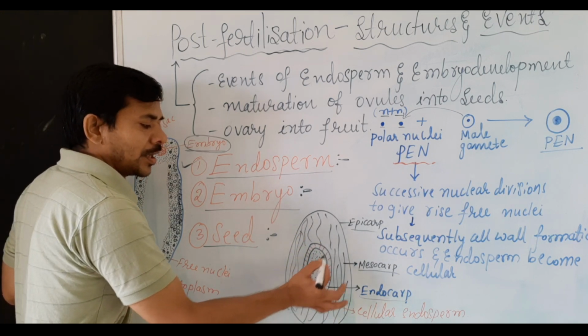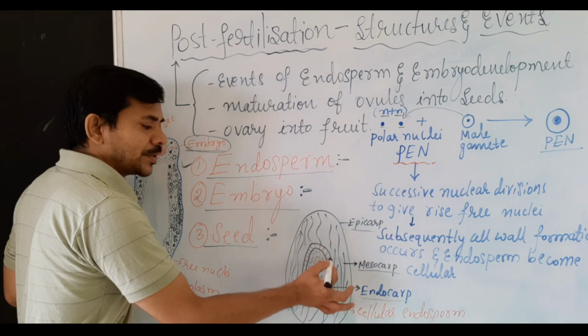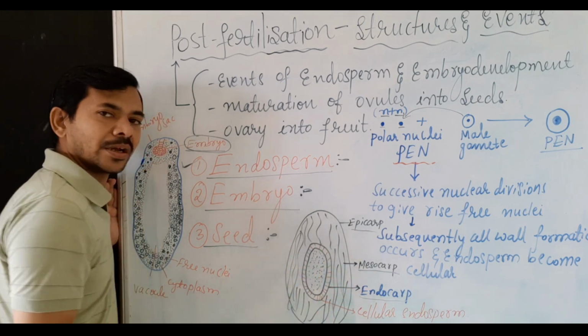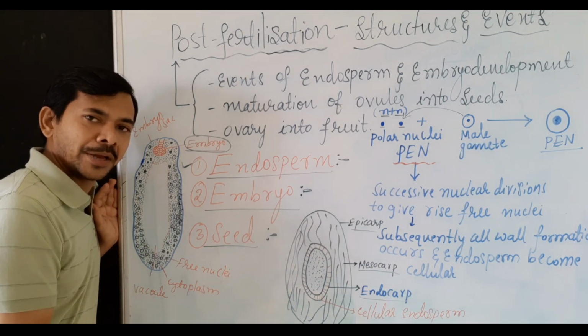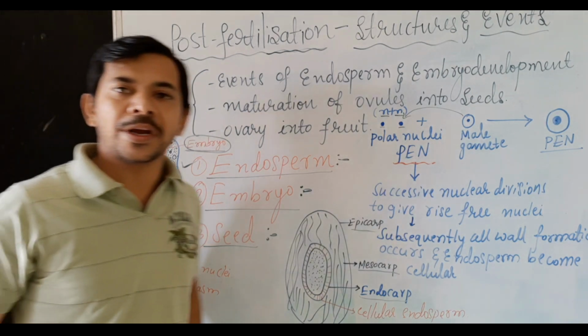Later, they start to move towards the periphery and it forms a cellular endosperm kernel. Cellular endosperm, that is what? An edible part of the fruit. And this is what we study about an endosperm.